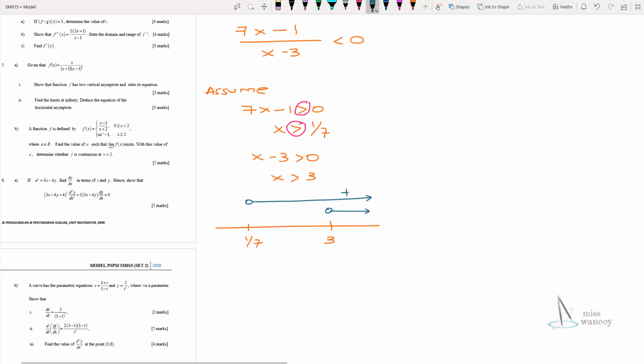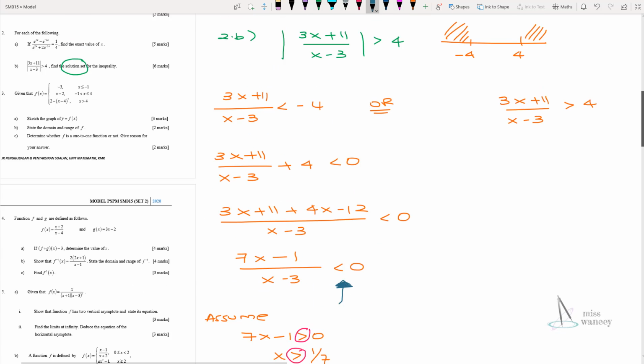So on top of my line, I should write down a positive. Those without the line, it should be negative. So positive, negative, positive. And then referring back to the last ones, the last step before I assume, I want the answer to be negative, so I should choose this one. So 1 over 7 and 3. So that is the answer on the left hand side. So now done with the left hand side, let me proceed to the right hand side.